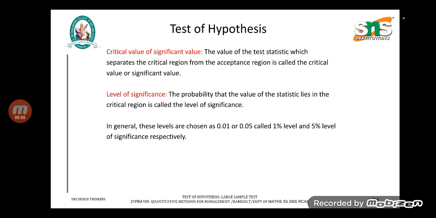Another important concept is error. Here we have type 1 error and type 2 error. So what is type 1 error? If the null hypothesis is rejected when it should have been accepted, then it is a type 1 error. And what is type 2 error? If the null hypothesis is accepted while it should have been rejected.